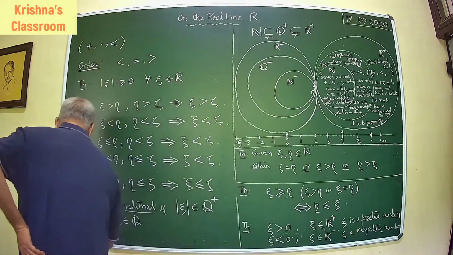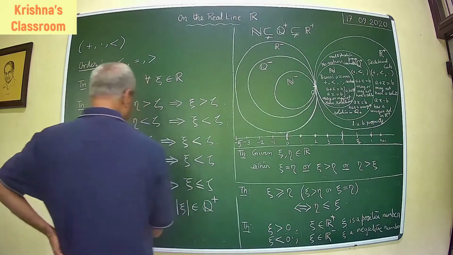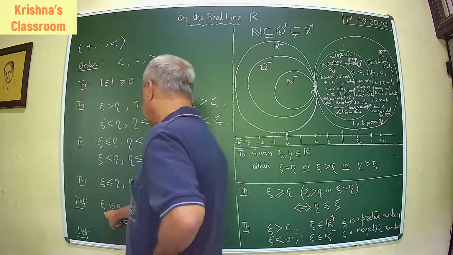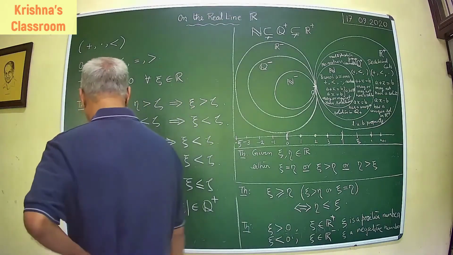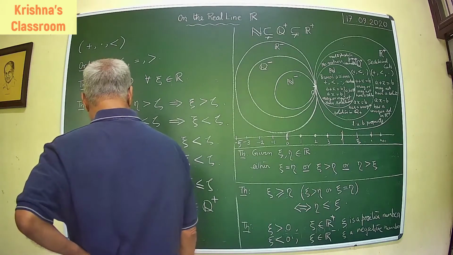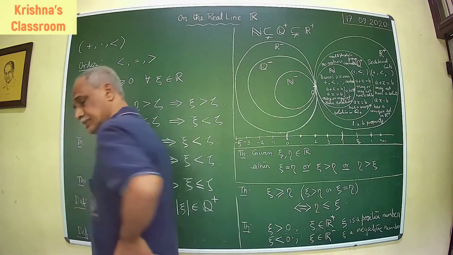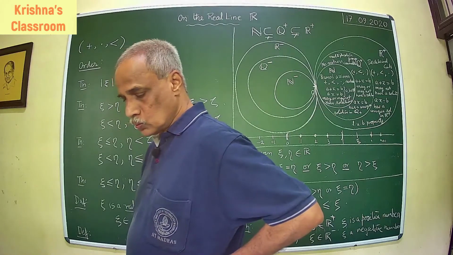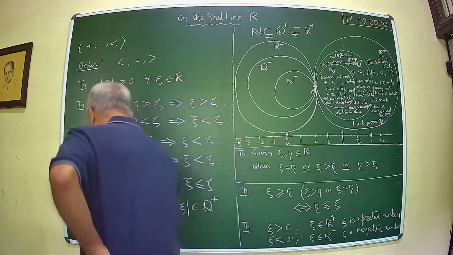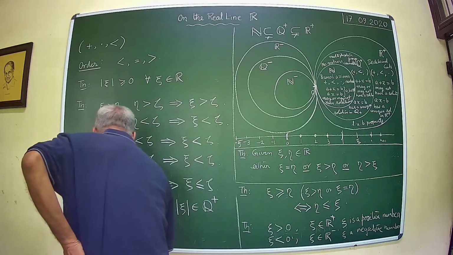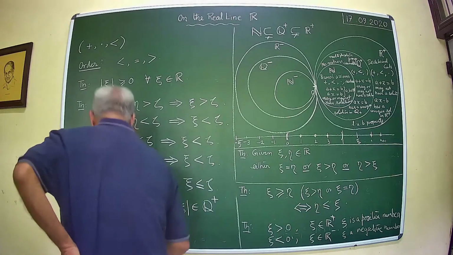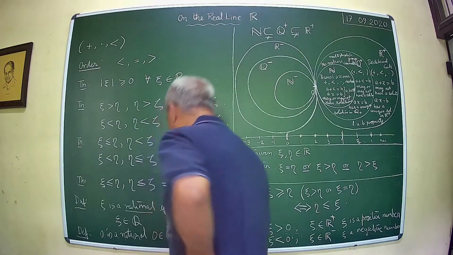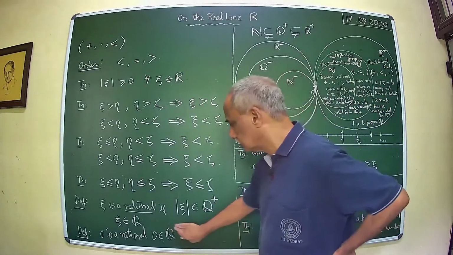Now, in fact, you need define it only for the other one is automatically defined. So the relevance comes only when psi is less than 0. Okay, right. Definition. So 0 is a rational. So 0 belongs to Q.